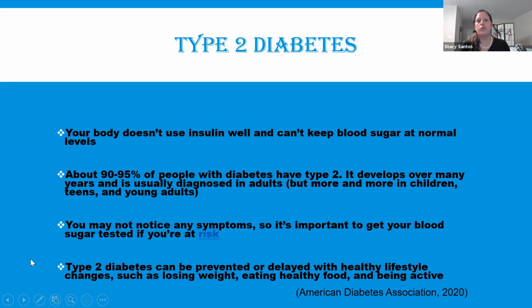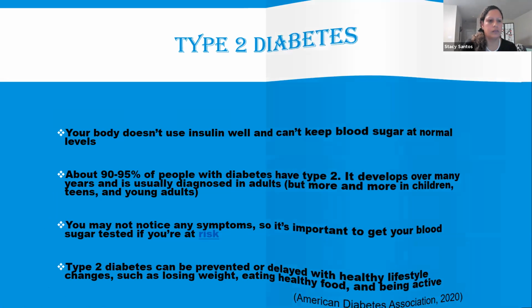Type 2 diabetes can be prevented or delayed with healthy lifestyle changes, such as losing weight, eating healthy food, and being active. Next slide, please.